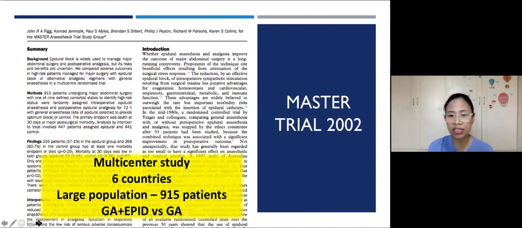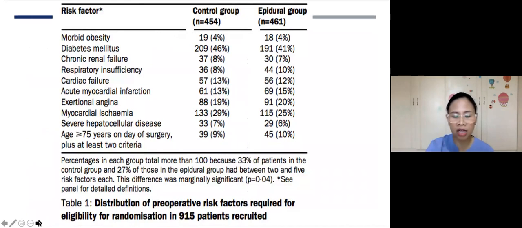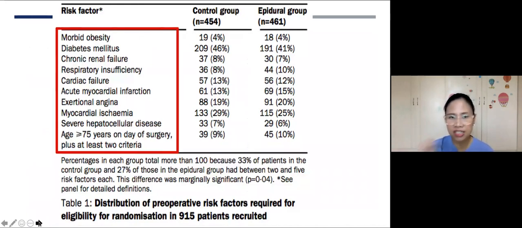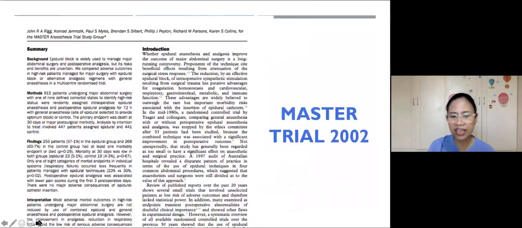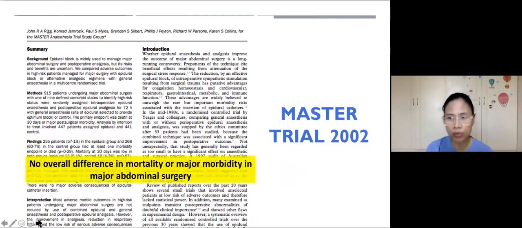The trials included in this review were divided into 2 groups. Okay, so they had the population that received only general anesthesia, and the other group was general anesthesia combined with epidural anesthesia. Okay, and this was the study population. The patients included had the following comorbidities. Okay, so what did they find out? That there was no overall difference in the 2 groups, whether the group received general anesthesia alone or general anesthesia combined with epidural anesthesia. Okay?